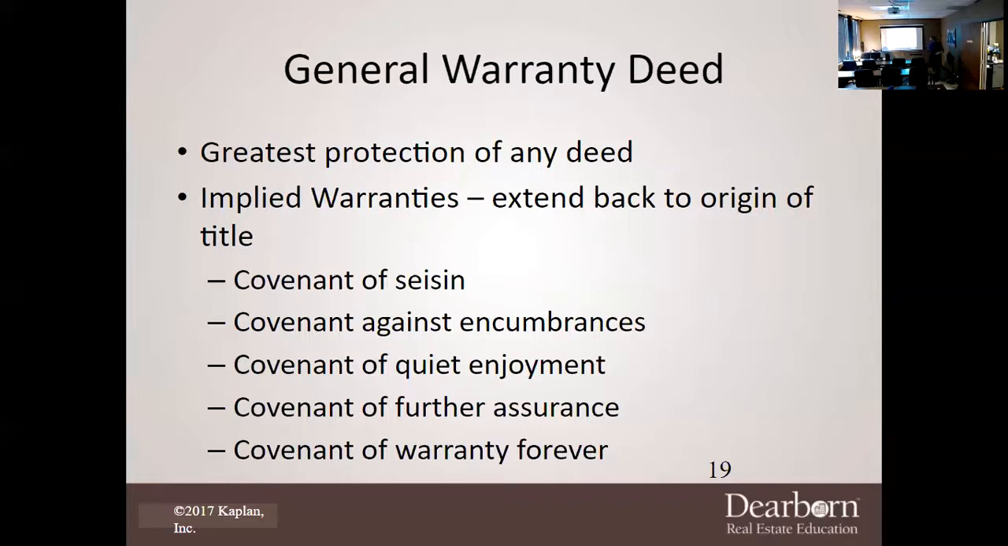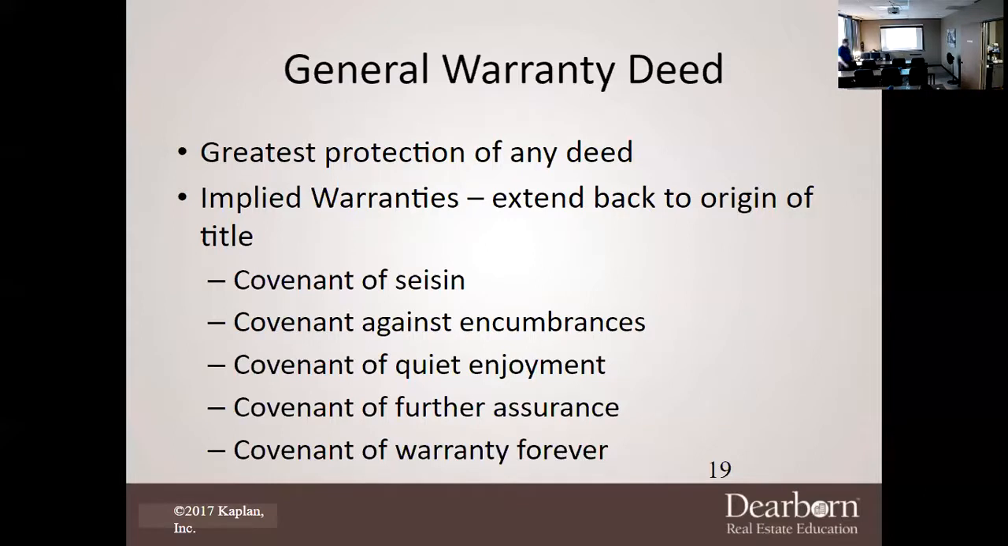Greatest protection. So in that particular situation, do you want a general warranty deed, Mr. Nobles, when you purchase a house? Why do you want that, Mr. Nobles? Greatest protection. Well, it provides you a lot of protection and a lot of times gives you warranties to take action if something's not done correctly.